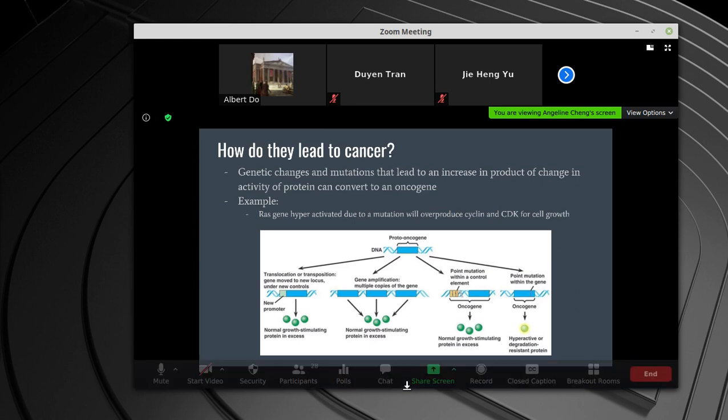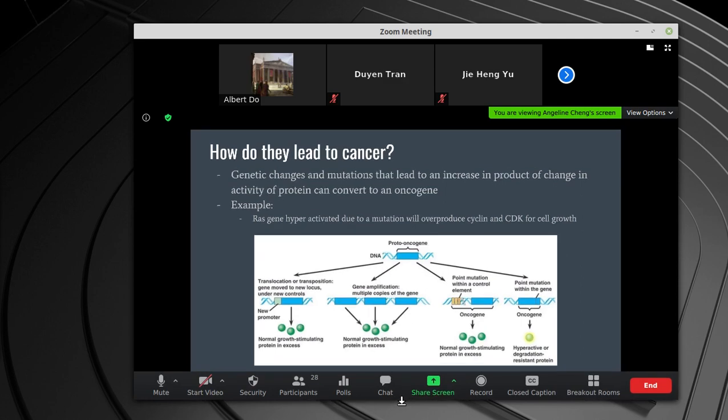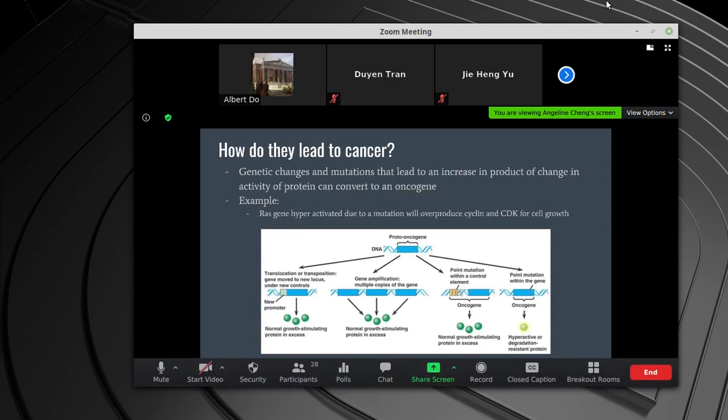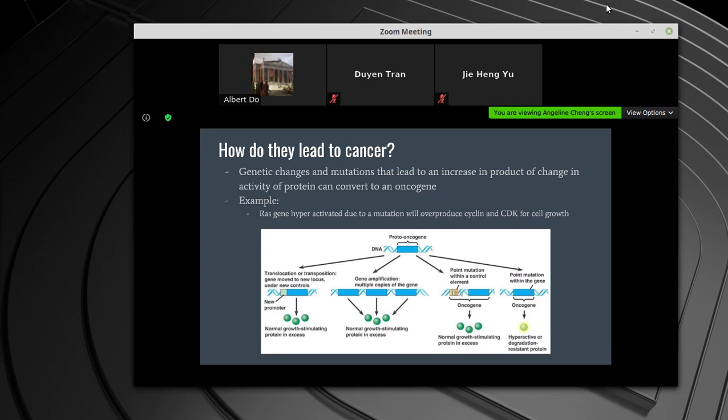Let me see. Actually, I think I get it now. Because the RAS gene is activated and it leads to the overproduction of cyclin and CDK, from the other group's slides, isn't cyclin and CDK basically the lock and key to going through the cell cycle? Like if cyclin CDK is made and phosphorylated, then it passes through the checkpoint. Yeah, so cyclin and CDK are drivers of the cell cycle.